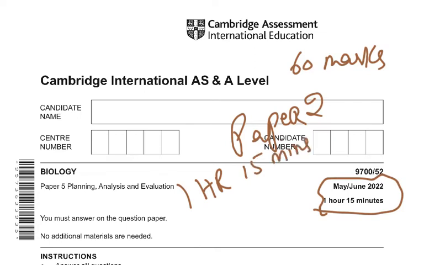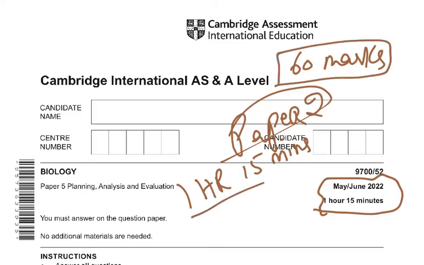Now, why are there so many marks for paper 2, with the same time? Because it's not a very thinking paper. This paper is only 30 marks, but why is it 1 hour 15 minutes? Because you need to think a lot, read the question a number of times, and then plan what you're going to write and how you're going to write the answer.